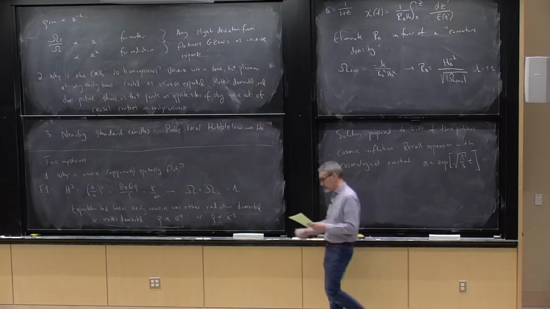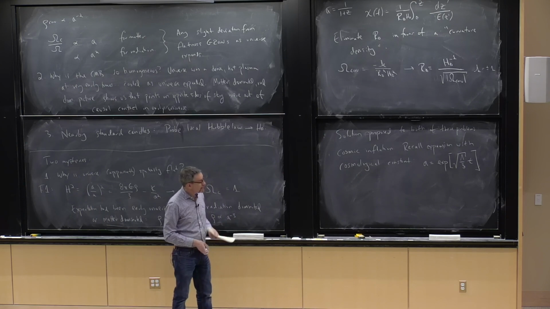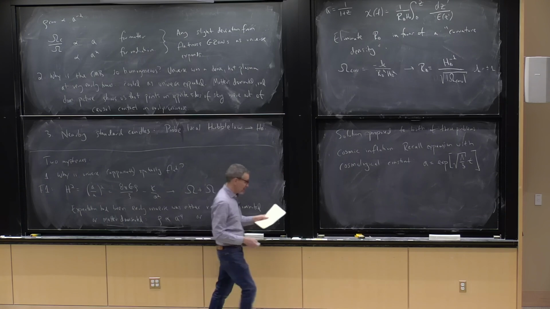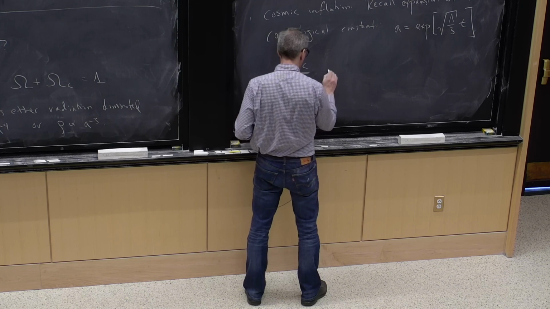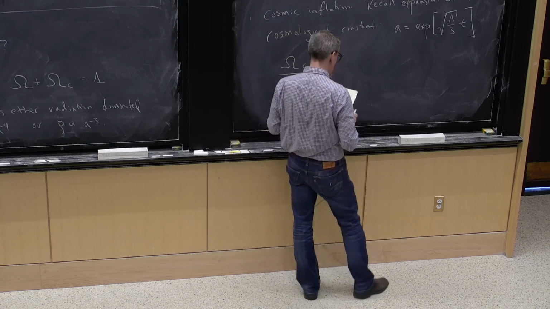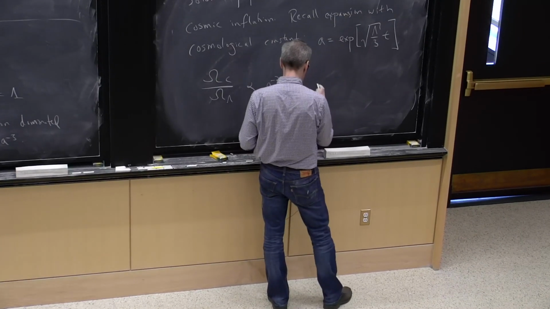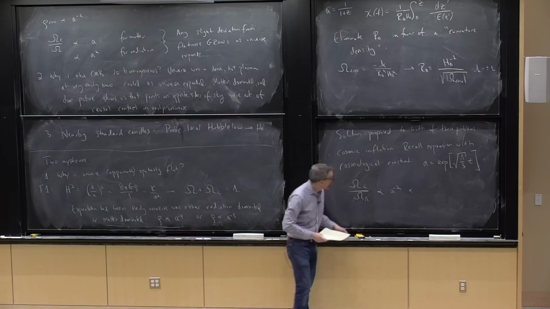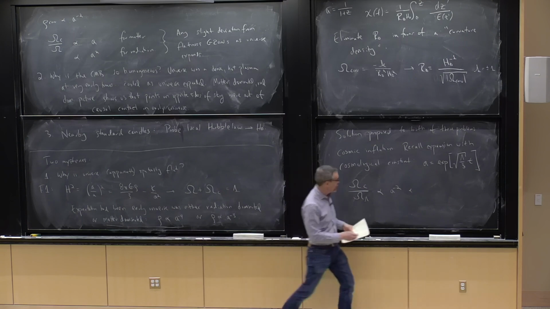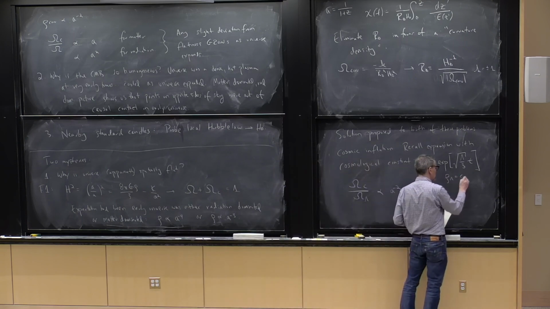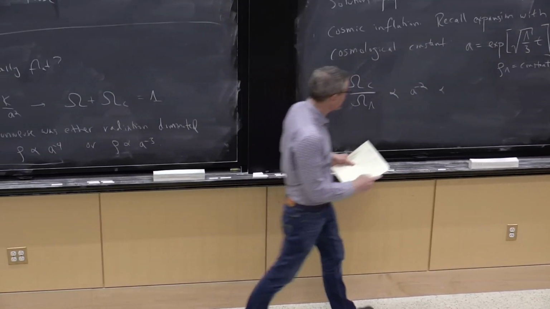Okay? In such an epoch, the scale factor of the universe goes exponentially with the square root of the size of the cosmological constant. What you find when you look at this is that it still, of course, goes as a to the minus 2. Sorry, let me back up for a second. So my scale factor in this case, you'll find goes as a to the minus 2. And that's because the density associated with the cosmological constant remains constant.